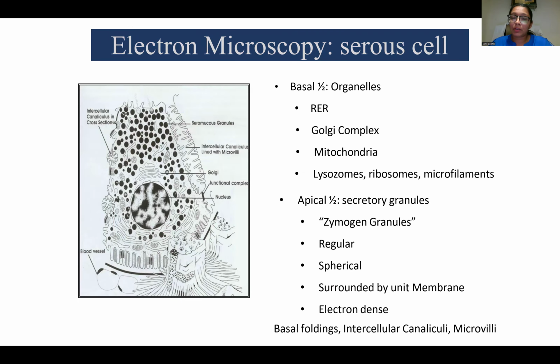So coming to the electron microscopy of the serous cells, the basal half, as we can see here, is basically composed of organelles, such as the rough endoplasmic reticulum, the Golgi complex, the mitochondria, the ribosomes, lysosomes, and the microfilament network. Coming to the apical half, it basically consists of these zymogen granules. These zymogen granules are regular in shape. They're spherical in nature, and they're surrounded by a unit membrane. They're electron dense. And we can see that it has these basal foldings, intercellular canaliculi, and microvilli.